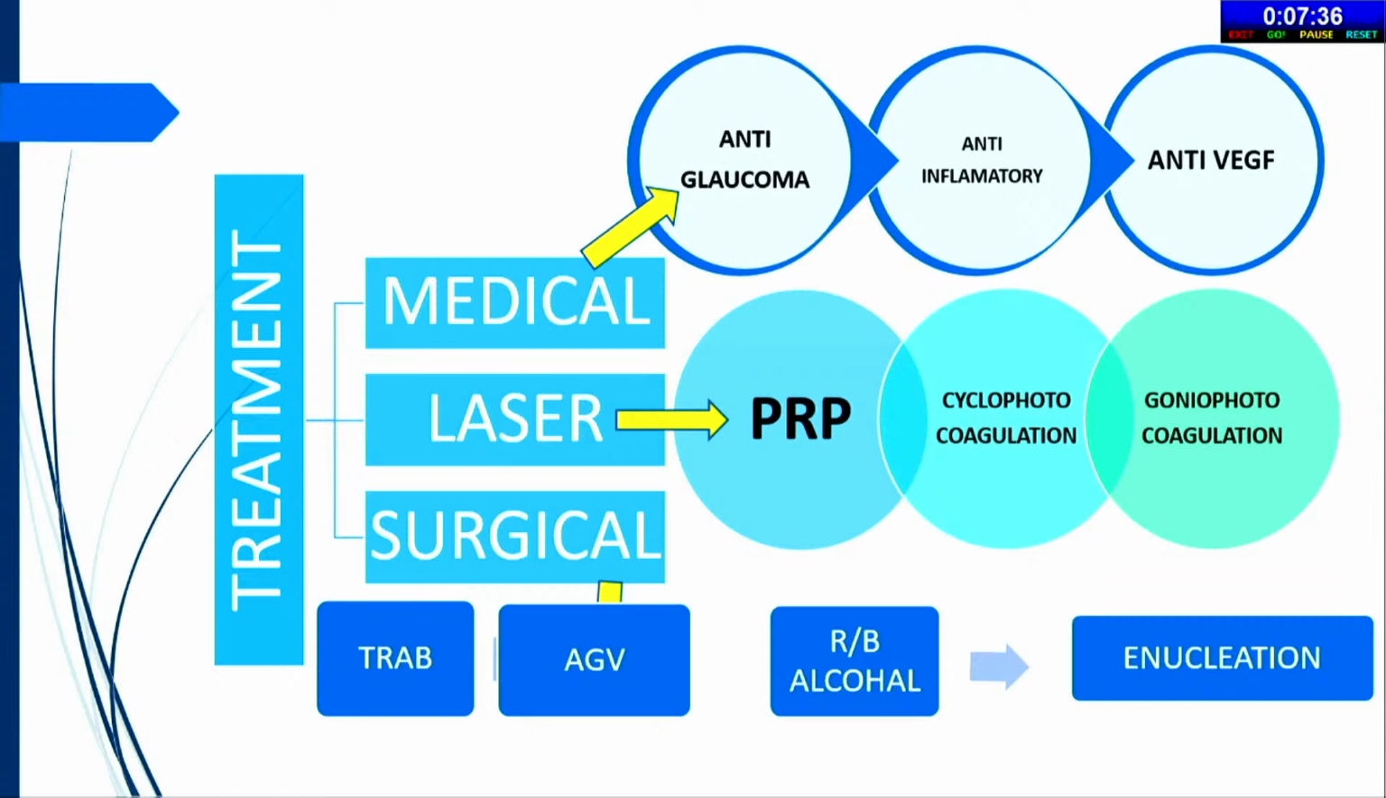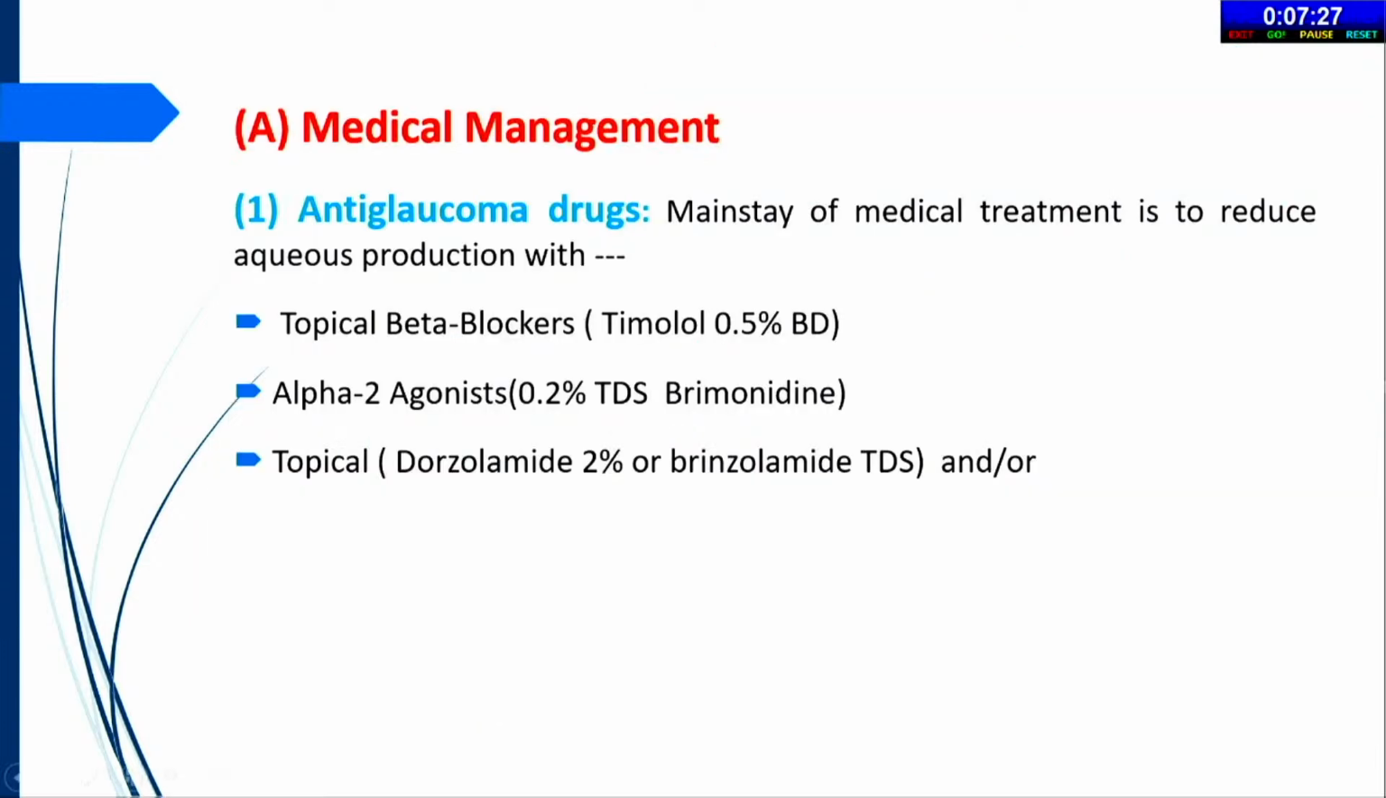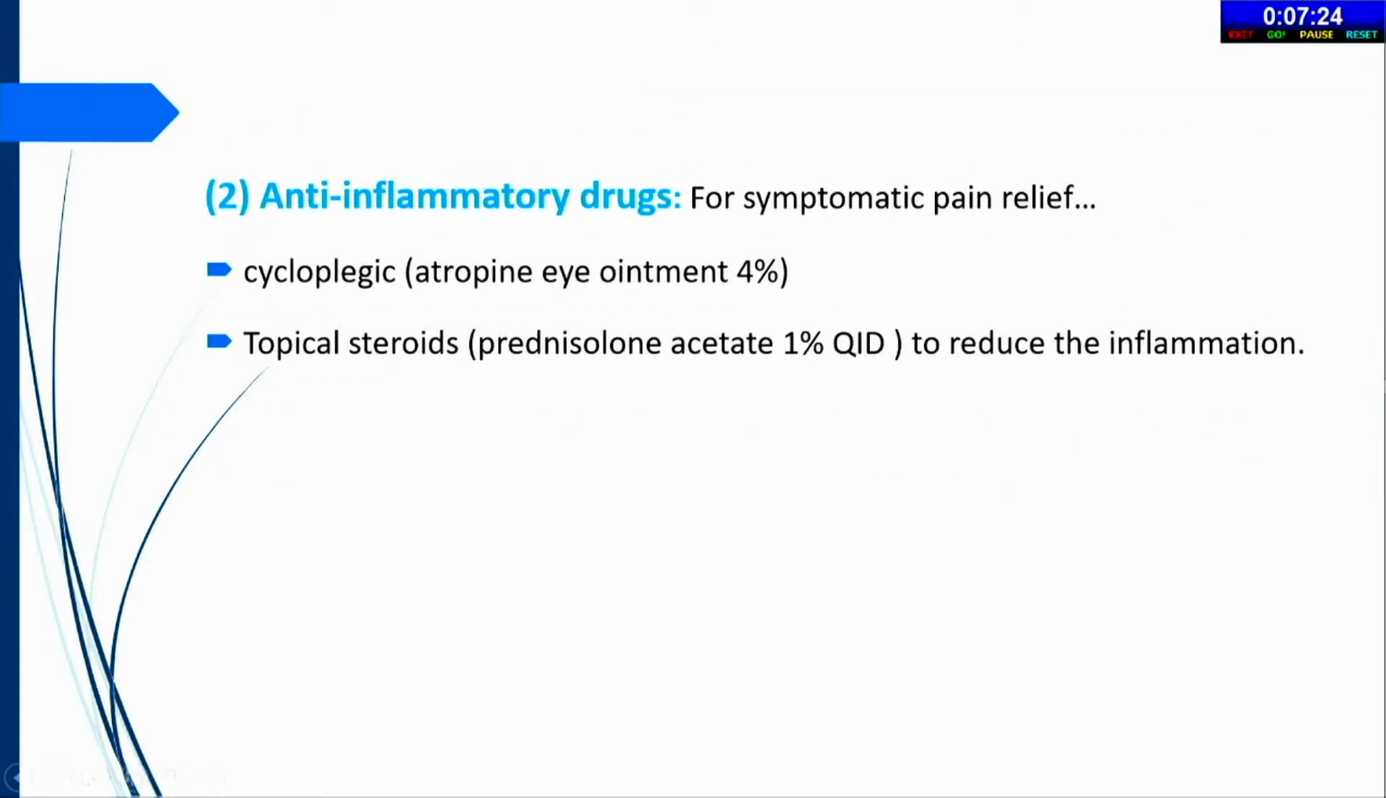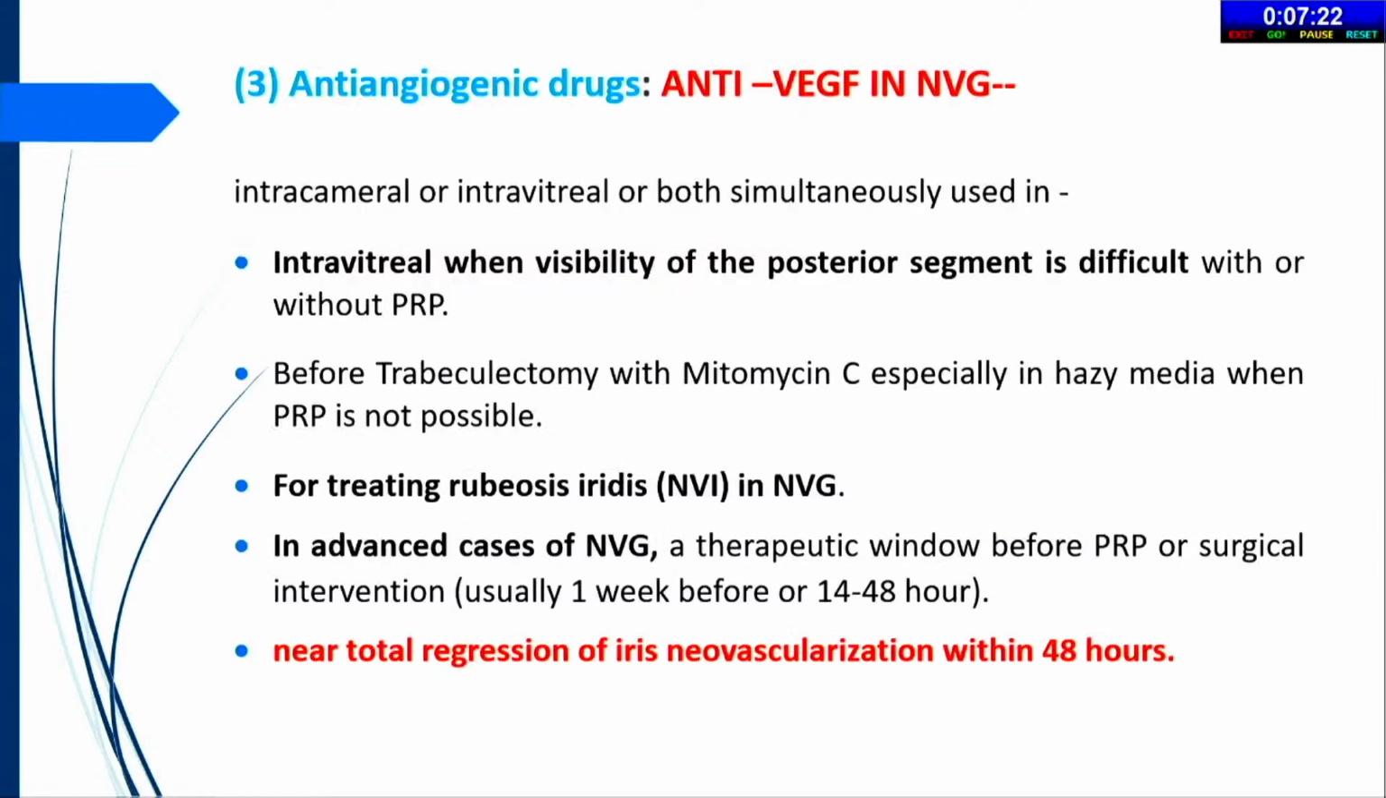Then we can have lasers, which could be PRP or cyclophotocoagulation or goniophotocoagulation. And surgically, we can do TRAB, AGV, and if there is pain, we can give retrobulbar alcohol and can go for an enucleation. And anti-VEGF are very important agents for treating neovascularization. They can be given intravitreally, they can be given into the anterior chamber to treat the NVI, and within 48 hours, these new blood vessels go away. Then you can go ahead with PRP, or you can go ahead with the trabeculectomy.